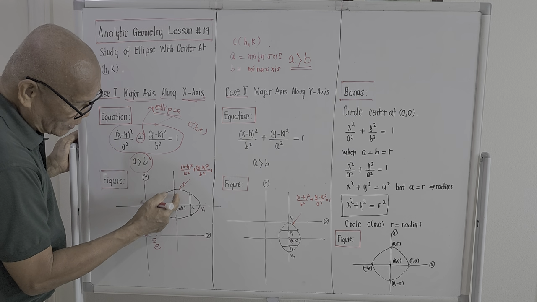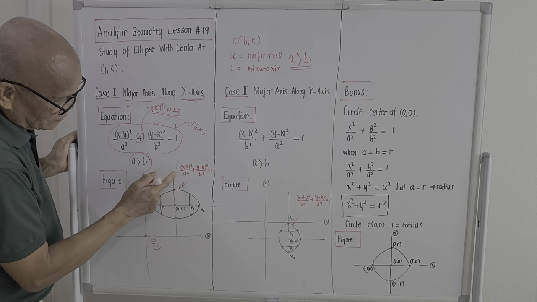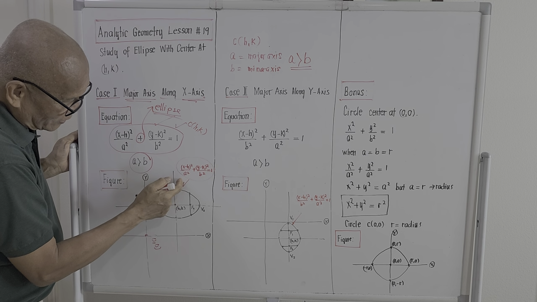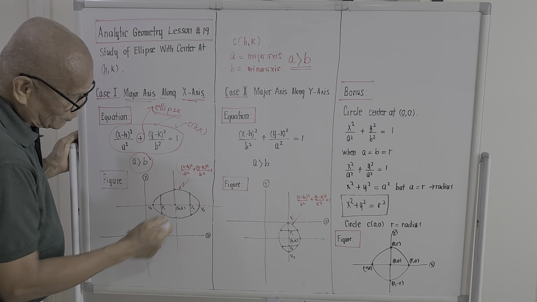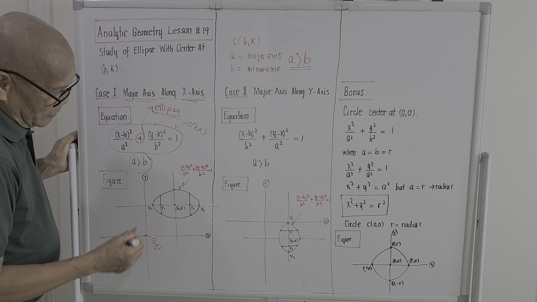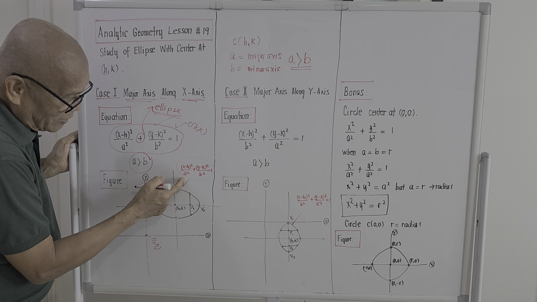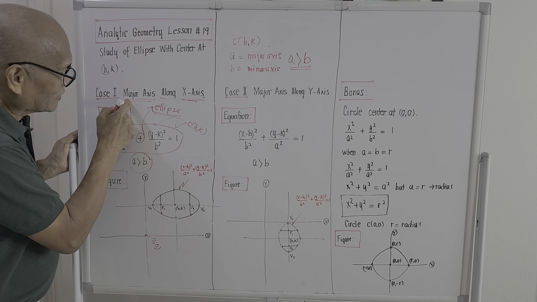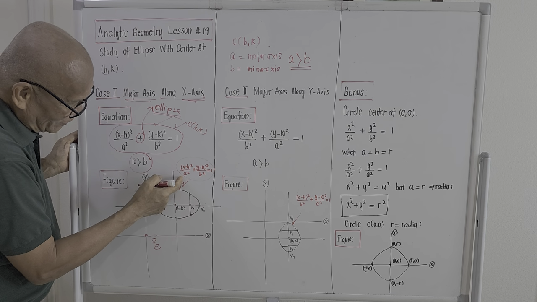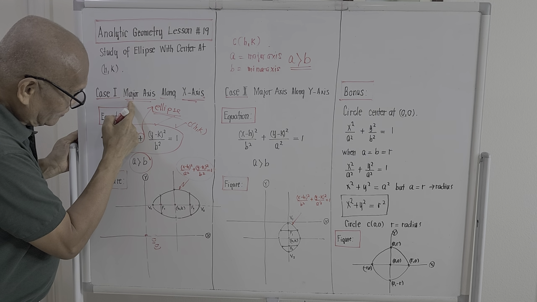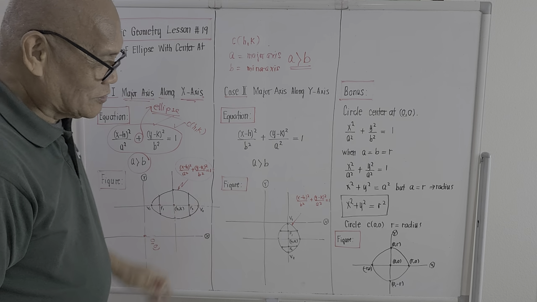And the equation of this one is actually this equation here, equation number 1: (x minus h) quantity squared over a squared plus (y minus k) quantity squared over b squared, and this should be equal to 1. The denominator under the x is a, so we could say that the major axis is along the x-axis. Okay? That's case number 1.